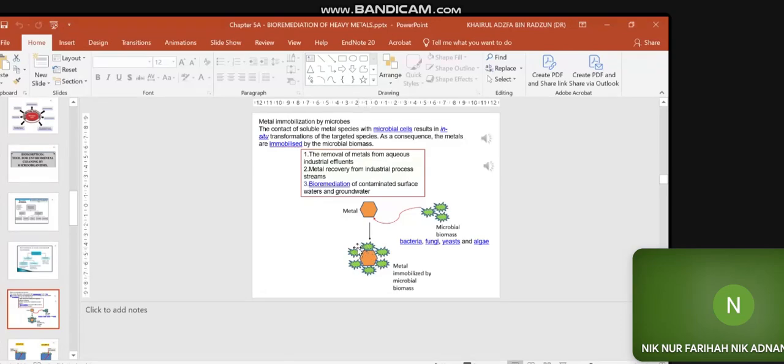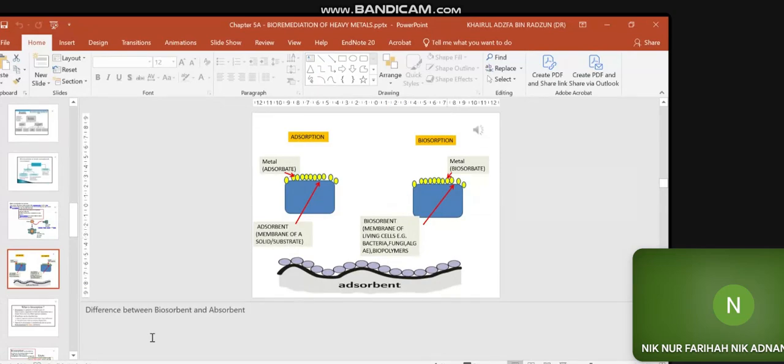The microbes will surround this hexagonal metal, and the microbes can be in the form of fungi, bacteria, yeast, and also algae. So when the microbes surround this particular metal, we can see that this metal has been immobilized by the microbial biomass.